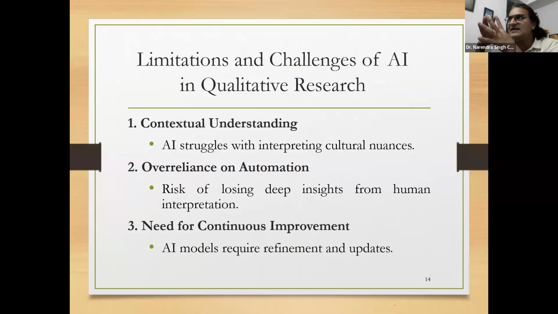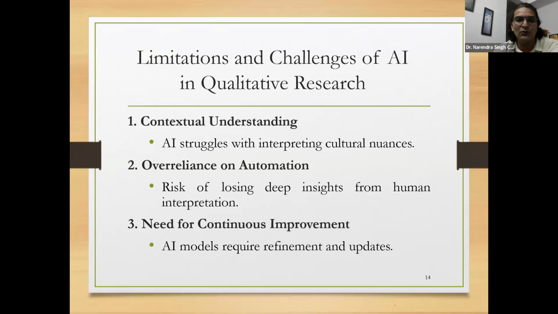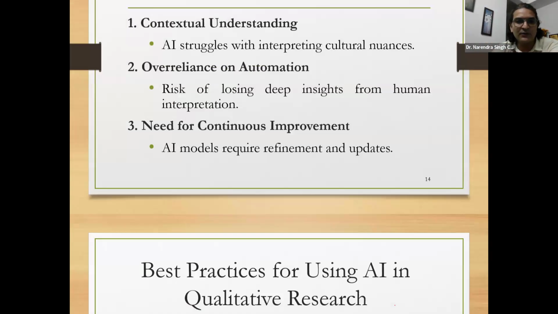AI struggles. See, there are certain words which mean a lot. So with cultural nuances and cultural understanding, AI is not very good, because that kind of intelligence only humans have, right? What people want to say and why they want to say that. Over-reliance on automation is a risky affair, so please avoid that. Need for continuous improvement. AI models also require refinement. So over-reliance is a big no. So what you can do?